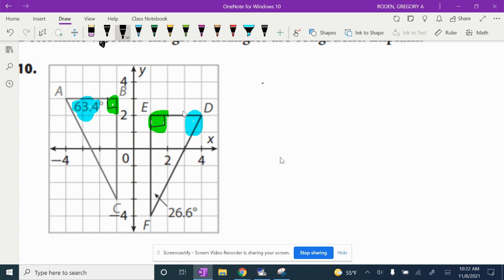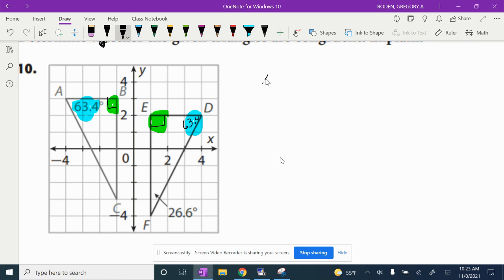Triangle angle sum theorem, right? All triangles add to 180. So if I add 90 plus 26.6 and subtract that from 180, what do I get, Nicole? You get 63.4. Do you guys agree that this is 63.4 right here? Yeah.